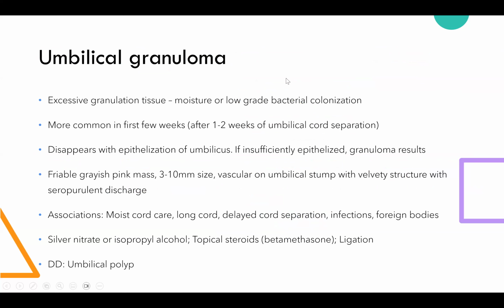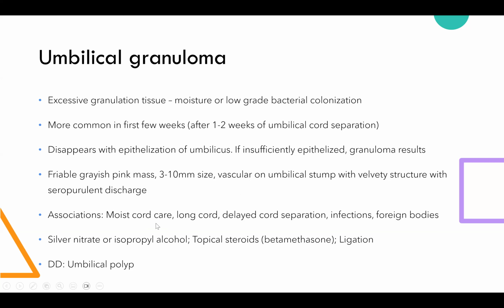Umbilical granuloma is more commonly encountered. It is due to excessive granulation tissue. So once the umbilical cord falls off, there is a granulation tissue beneath and it disappears with epithelialization of the umbilicus. With epithelialization of umbilicus, there is no watery discharge, mucoid discharge or blood discharge. If it is insufficiently epithelialized, there is excessive granulation tissue. So they can present with friable grayish pink mass that is 3 to 10 mm size, that is vascular with velvety appearance in the umbilical region.